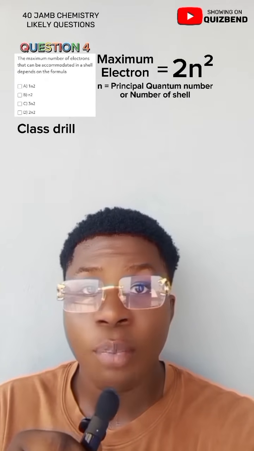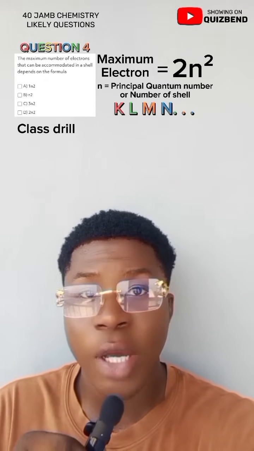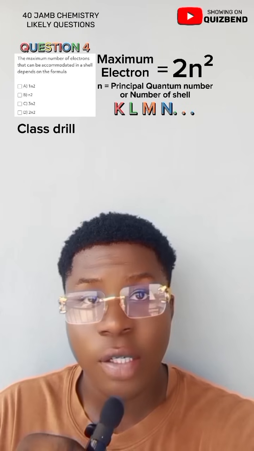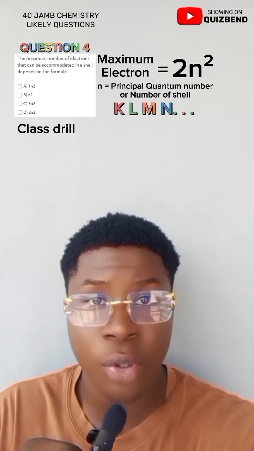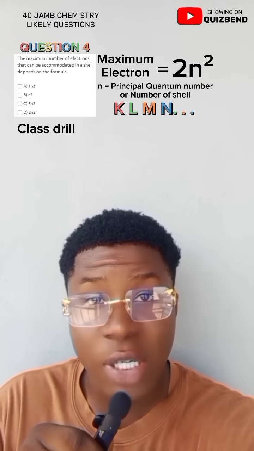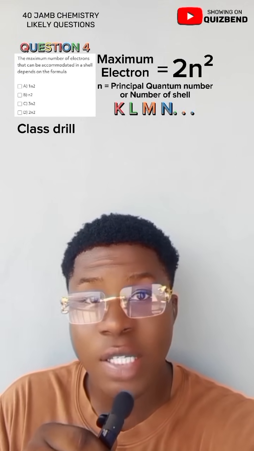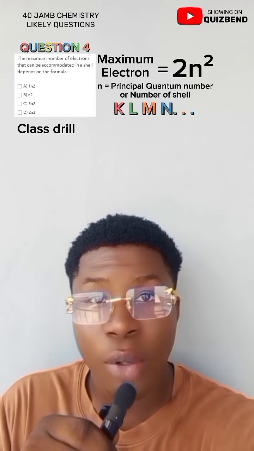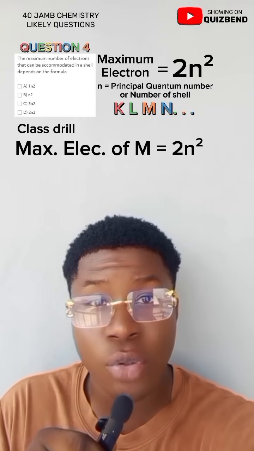Alright, let's solve a practice question. Remember that we have the K, L, M, N shells, where K is the first shell, L is the second shell, M is the third shell, and N is the fourth shell. Now you can be asked to determine the number of electrons that the M shell can accommodate. To determine that, just know that the formula for the maximum number of electrons is 2n².